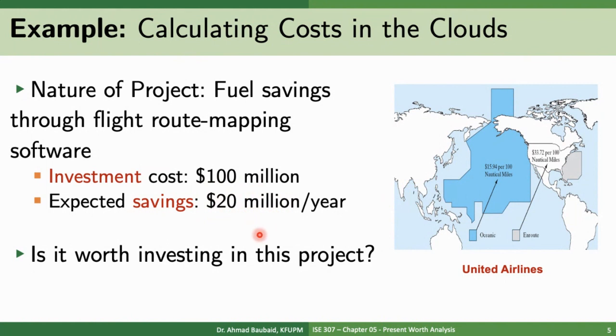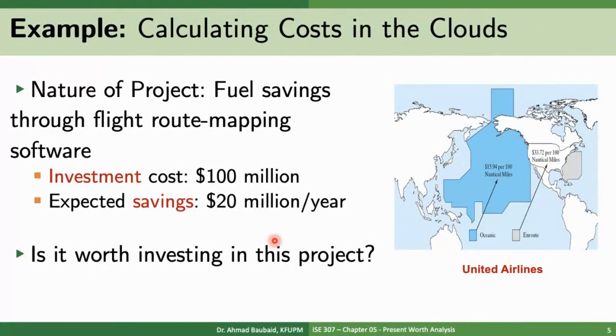And then they estimated that after they have this software and implement it, they will save about $20 million every year. Okay, so that's just their best estimate. It's a forecast. They think that this is how much they will save every year. And the question that they're asking is, is it worth investing in this project? So notice here that you have some sort of cash flow. You know how much you need to pay today, and then you know what the expected income is every year for a number of years.